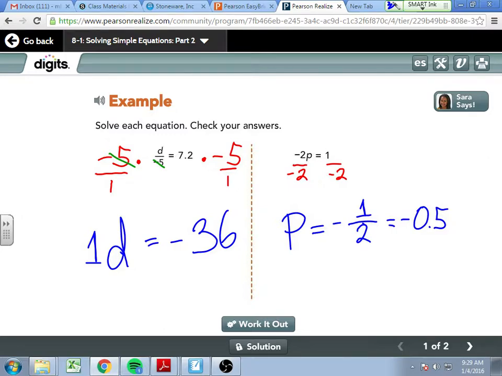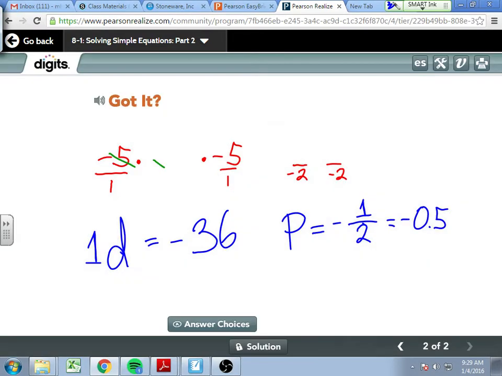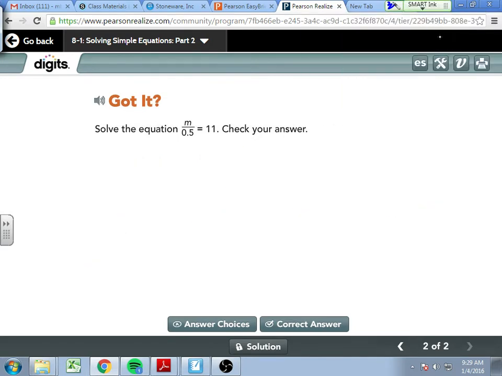Try the got it on your own. Ask yourself what's being done. How do I undo that? What's being done? How do you undo it? If you have questions, please stick up a hand. If you get done with that, you can move on to the next example.